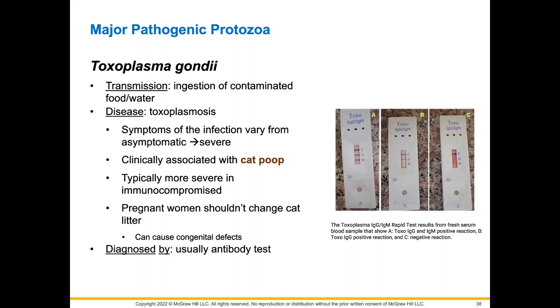So this is why pregnant women are not supposed to change the cat litter, because it can also cause congenital defects of the child. And it's diagnosed by an antibody test. And we can see a rapid test right here shown in these pictures.